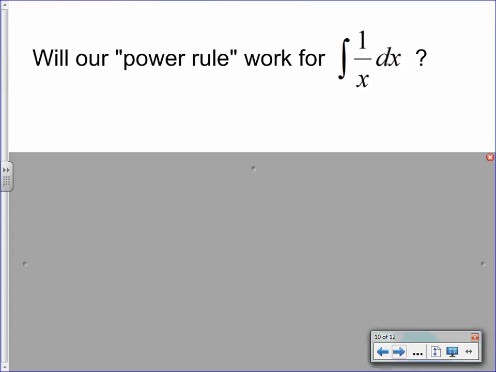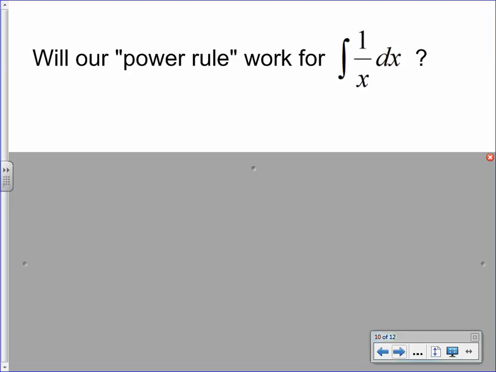Will our power rule be sufficient for the integral of 1 over x? Yeah. Okay, so I rewrite it as x to the negative 1, and we say, increase our power by 1 and divide by... Oh, snap. Not going to work, is it? We have a problem where we're just trying to guess.